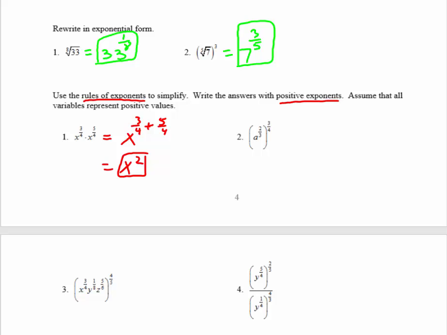Number 2, this is that power to power rule. So what do we do with the powers? We actually multiply them. So a to the 2/3 times 3/4. We do not find a common denominator when we're multiplying. So either multiply straight across or reduce. If I multiply straight across, I get 6 over 12, and 6 over 12 reduces to 1 over 2. It did not say anything about changing into radicals, so leave it with fractional exponents.